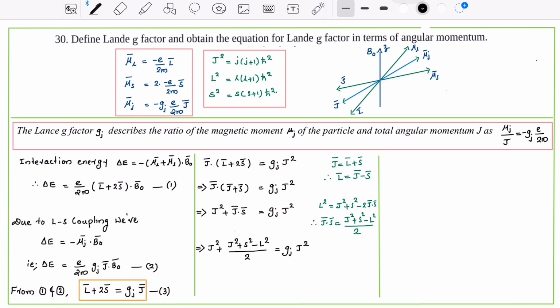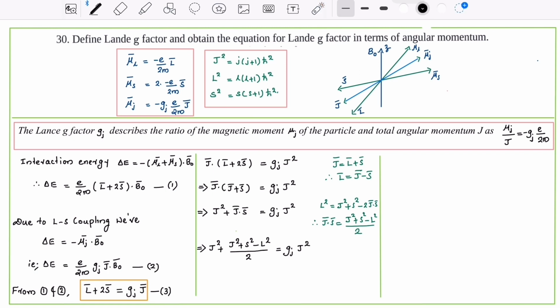We know that from the quantization principle, j square is equal to j into j plus 1 h bar square, L square is equal to L into L plus 1 h bar square, and s square is equal to s into s plus 1 h bar square. Now substitute these values. We will get j into j plus 1 h bar square plus again j into j plus 1 h bar square plus s into s plus 1 h bar square.